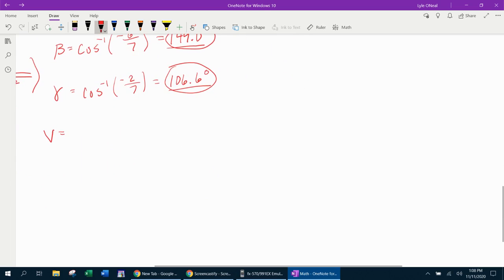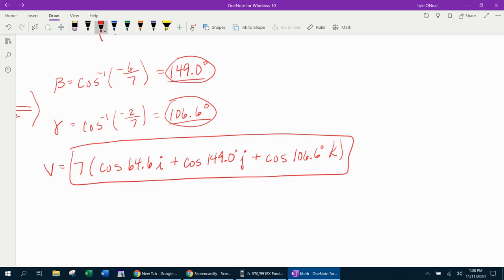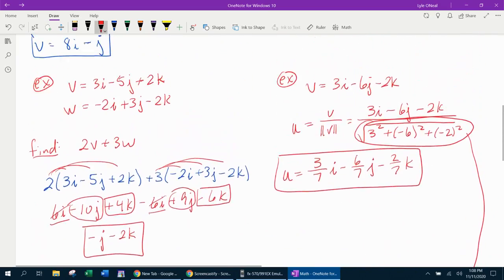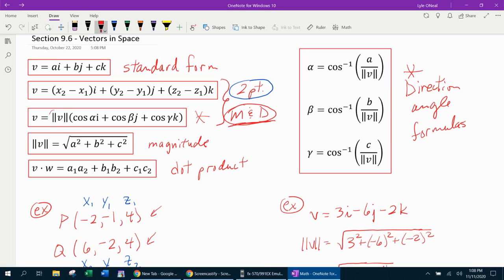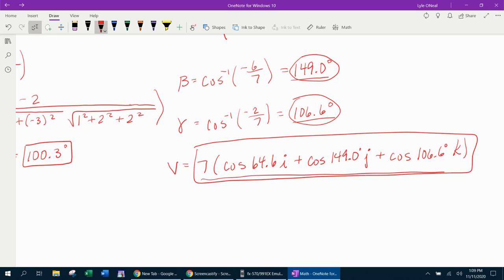and write the vector as the magnitude, which is 7, cosine of alpha, which is 64.6, I, plus cosine of beta, 149.0, J, plus cosine of gamma, 106.6 K. And I'm going to scroll back up just to make sure that I got that correct. Yes, so it's going to be the magnitude times cosine of alpha I plus cosine of beta J plus cosine of gamma K. And that is exactly the way that I have written this answer here for our vector using the direction angles.